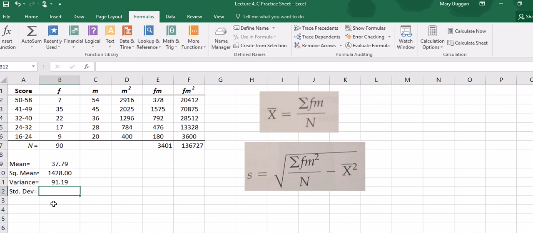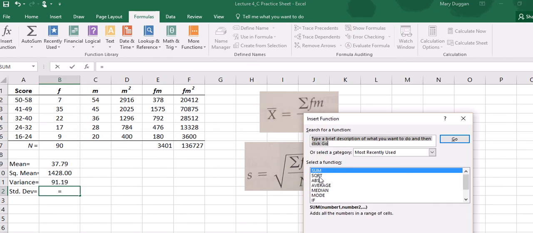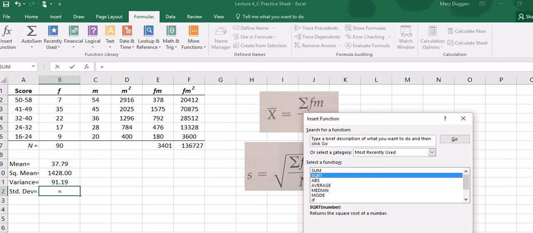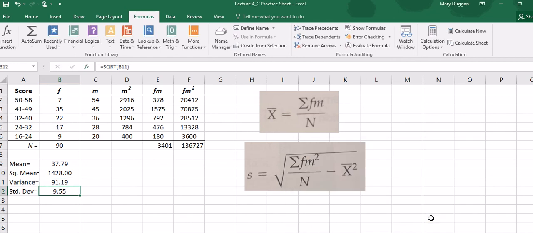And as we've discussed before, it's so simple to make the standard deviation. We're going to just simply take the square root of the variance. I have the SQRT right there. I'm going to select the variance. And now our standard deviation is 9.55.